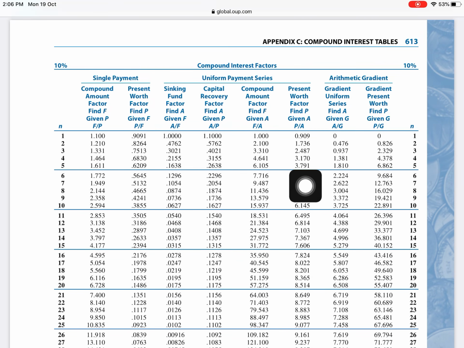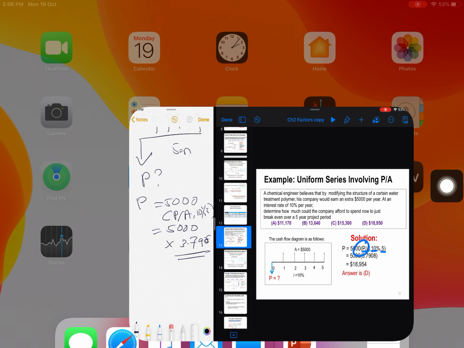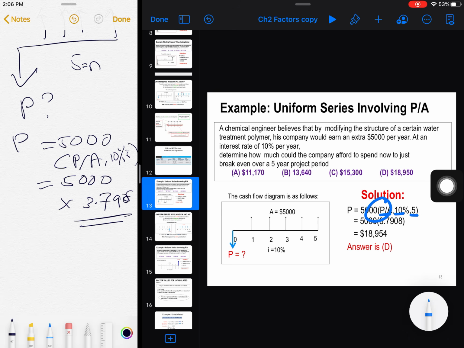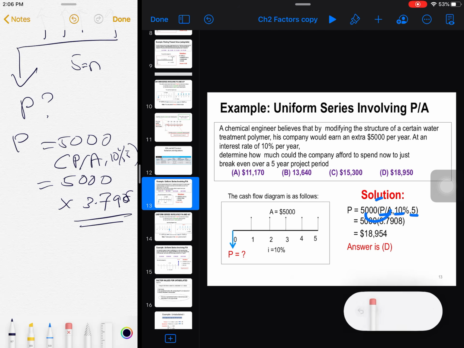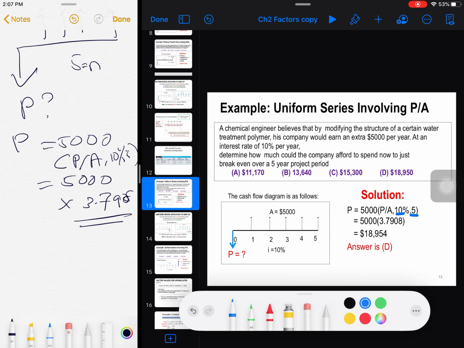Can you see that? 3.791. Is it the same thing? 3.7908. So it's pretty close. It's just a matter of decimal values. It's still pretty close. That's how easy we find the value of the factor.